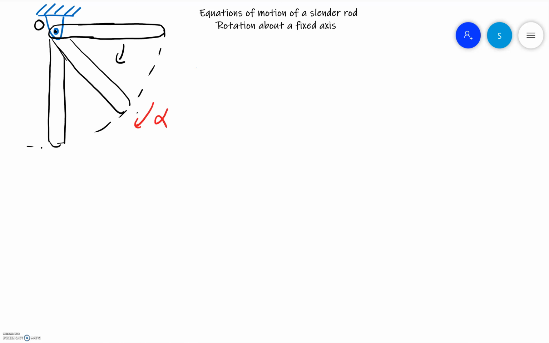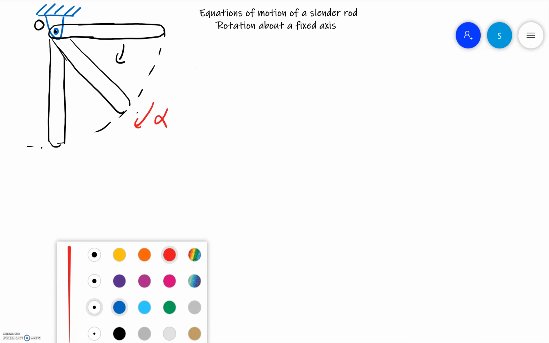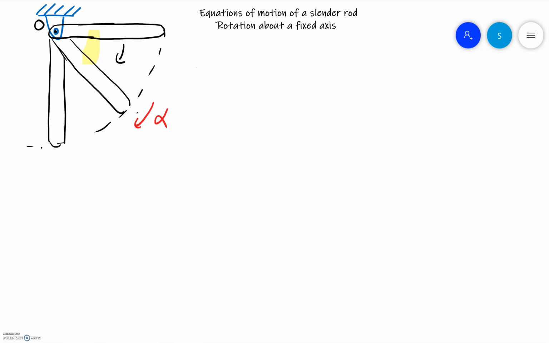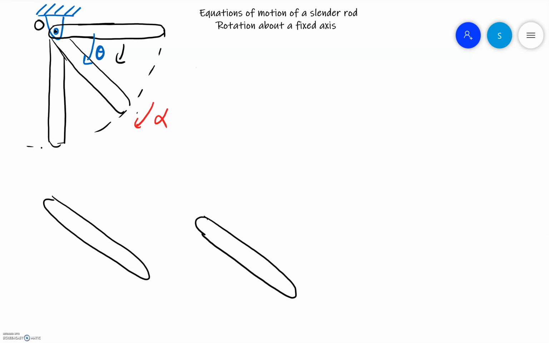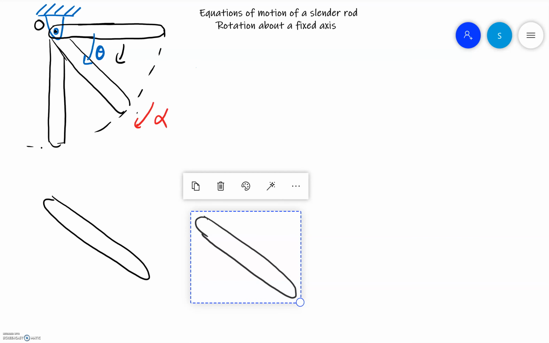So I will use the slender rod at, let's say, 35 degrees position. It's not 45 degrees, it's theta. Okay, so we will use the position of the slender rod of theta. So the first thing that we need to do is free body diagrams and kinetic diagrams. Okay, I will make them separately. Let's move this one a little bit above.